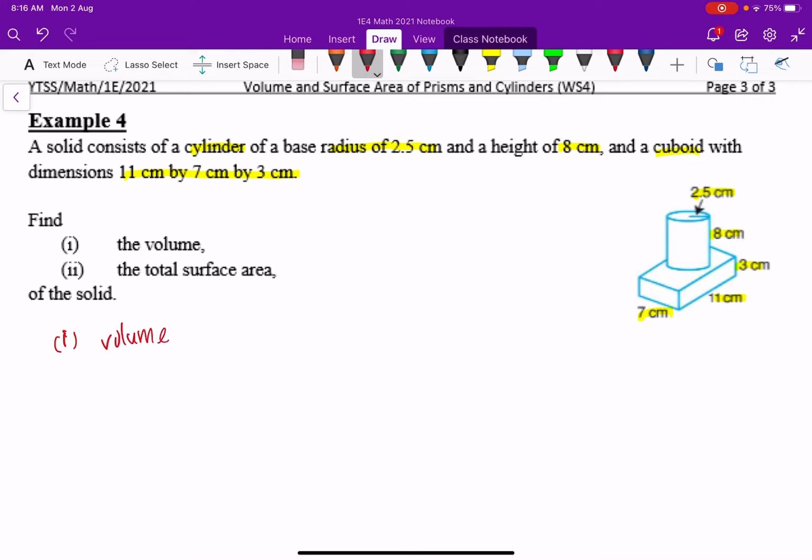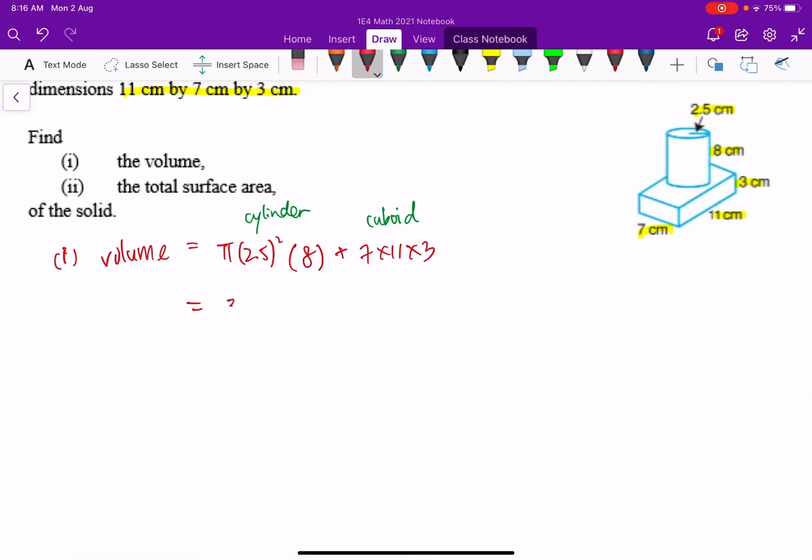Actually, based on the words there, it's very clear that they intend to ask you to find the volume in two separate parts. The cylinder and the cuboid. Let's do the cylinder first. The formula to find the volume is pi r squared h. This is for the cylinder. And the cuboid is 7 times 11 times 3. And this will be for the cuboid. So what we get here, when you calculate it out, is 388.08. Now this is not an exact value, so we need to round it off to 3SF. This will be 5SF.